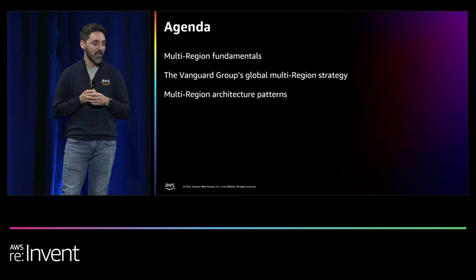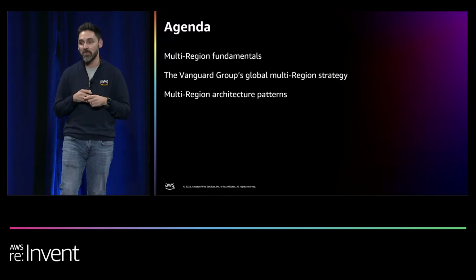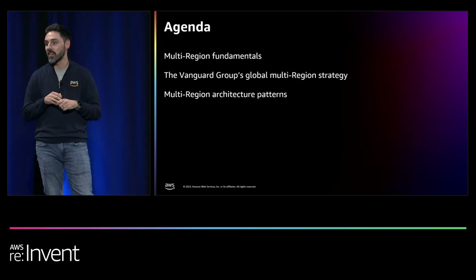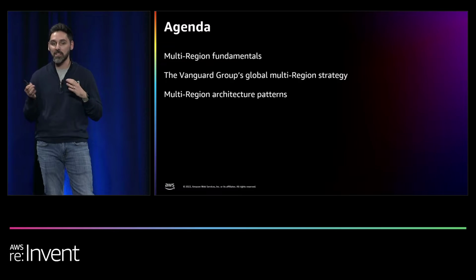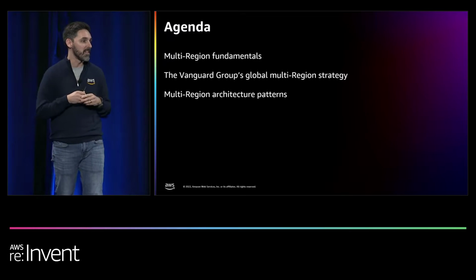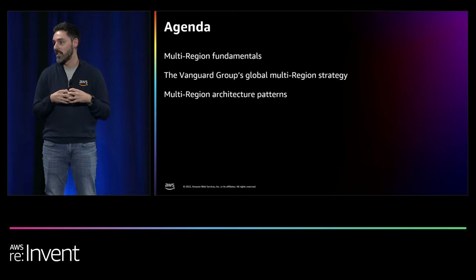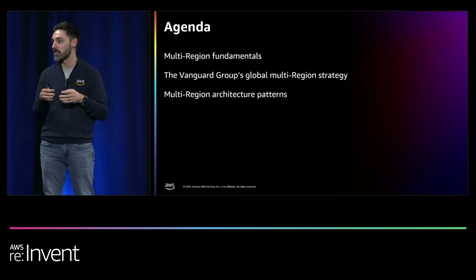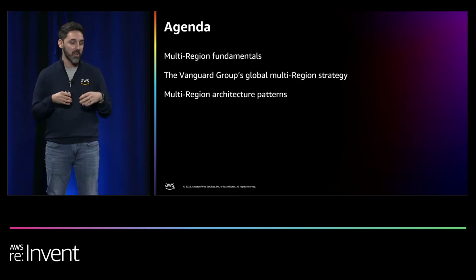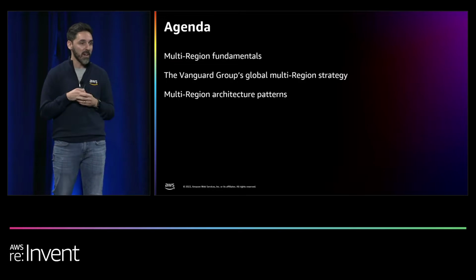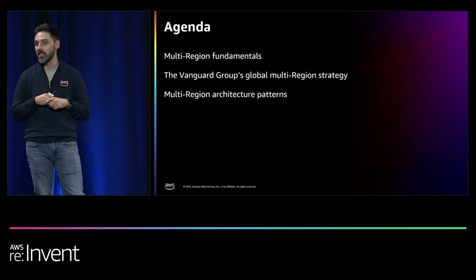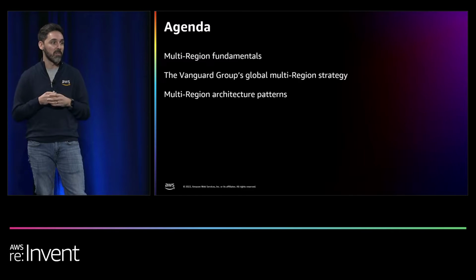So to kick it off, I'm going to be covering multi-region fundamentals. This is a framework I've put together over the last 6 to 12 months of talking with customers on multi-region, and I really want to create an easier way to think about some of the implications and trade-offs you need to make, and just in general, a thought process for reasoning about multi-region and if it's right for your workload. Then I'll pass it over to Barry to talk about Vanguard's global multi-region strategy. And then Neeraj will wrap us up with a broader array of active multi-region patterns we're seeing customers adopt.